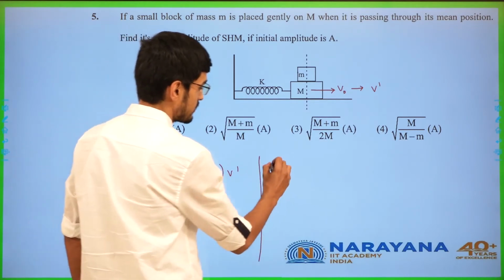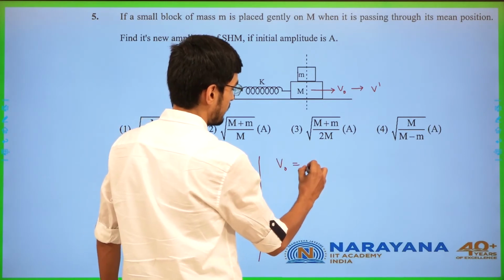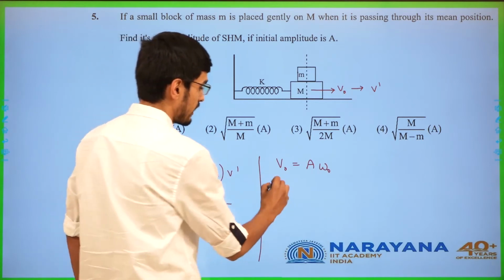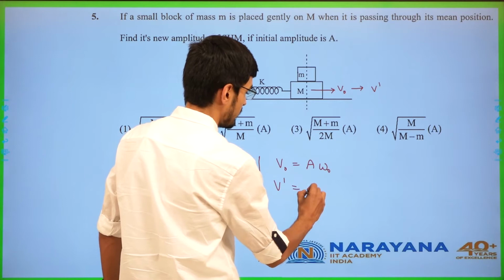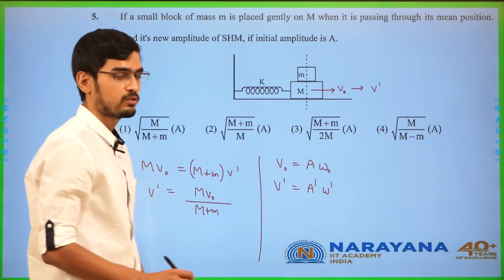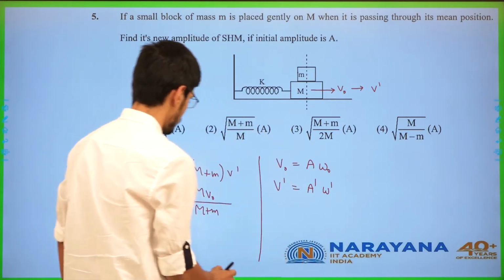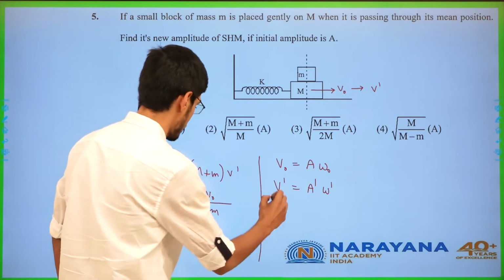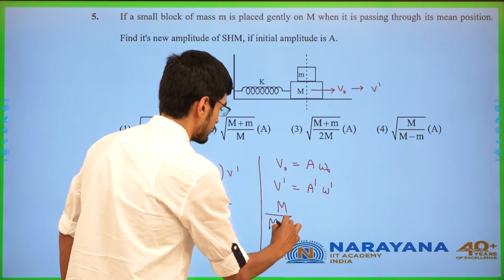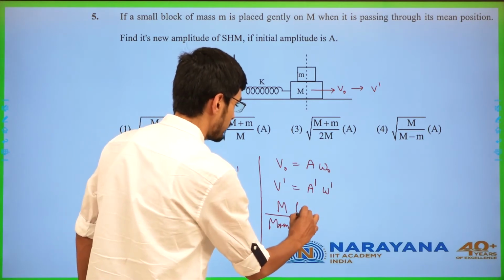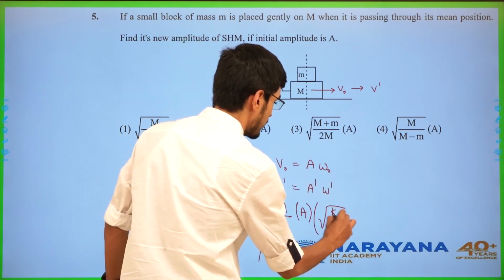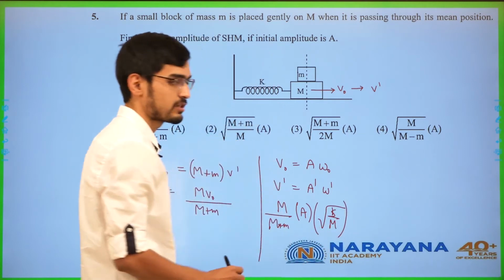For that, we can write the relation between maximum velocity and amplitude as A into the original omega, let us call it omega naught. Similarly, the final velocity can be linked with the new amplitude and new angular frequency omega dash. So V dash I have found in terms of V0. Let us put the value here, m upon M plus m multiplied by V0. V0 I can write as A into the original omega, which can be written as root of k by the original mass. Originally only capital M was oscillating.